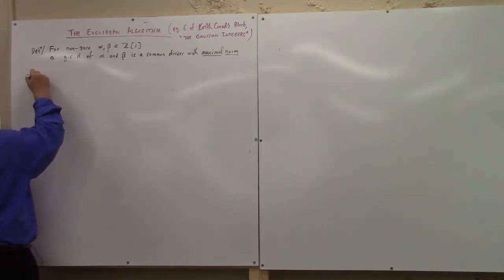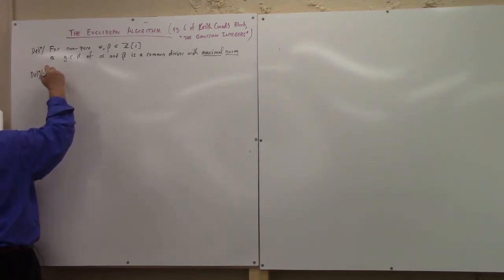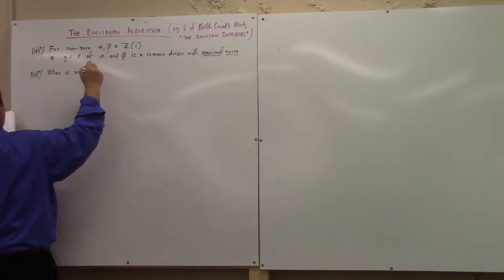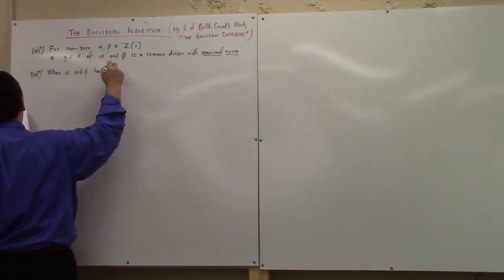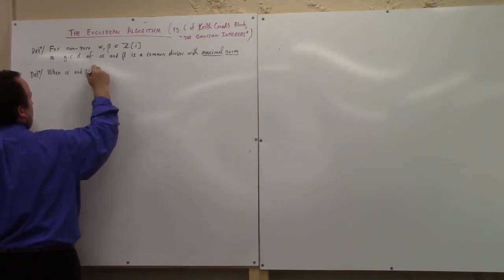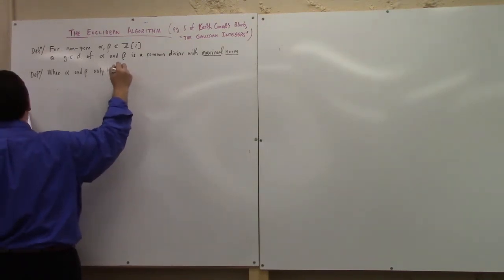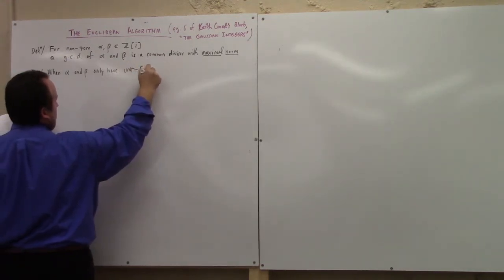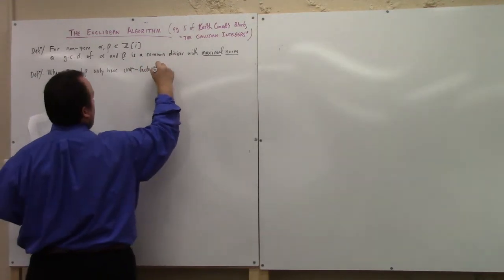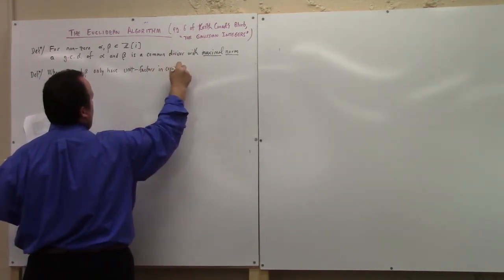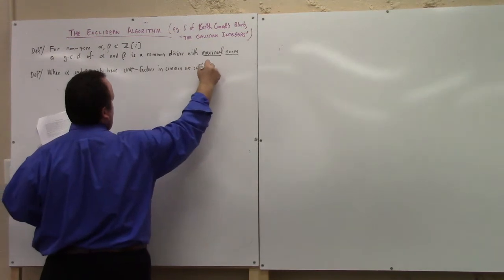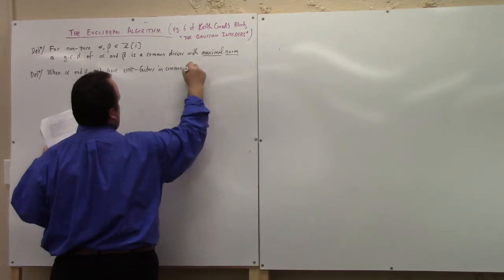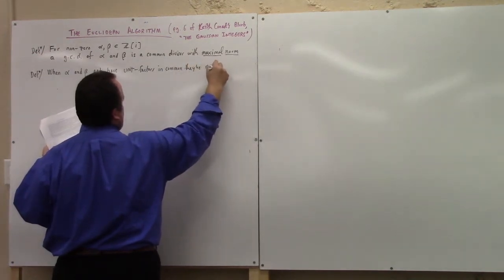Definition. When alpha and beta have, I should say only have, unit factors in common, we call them, well, let me just say, they're relatively prime.